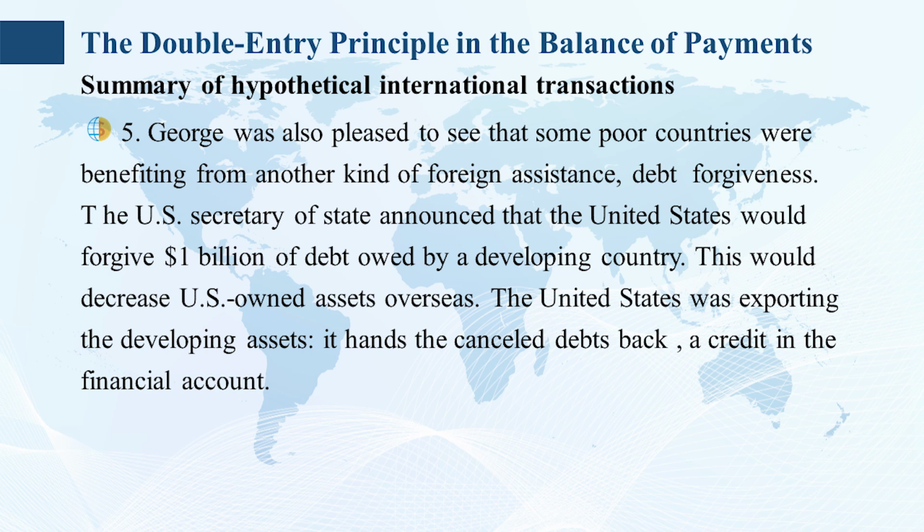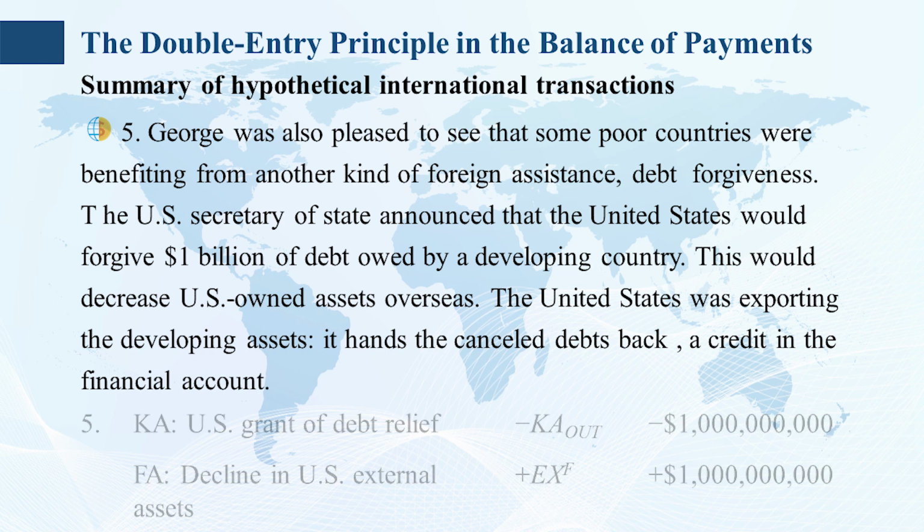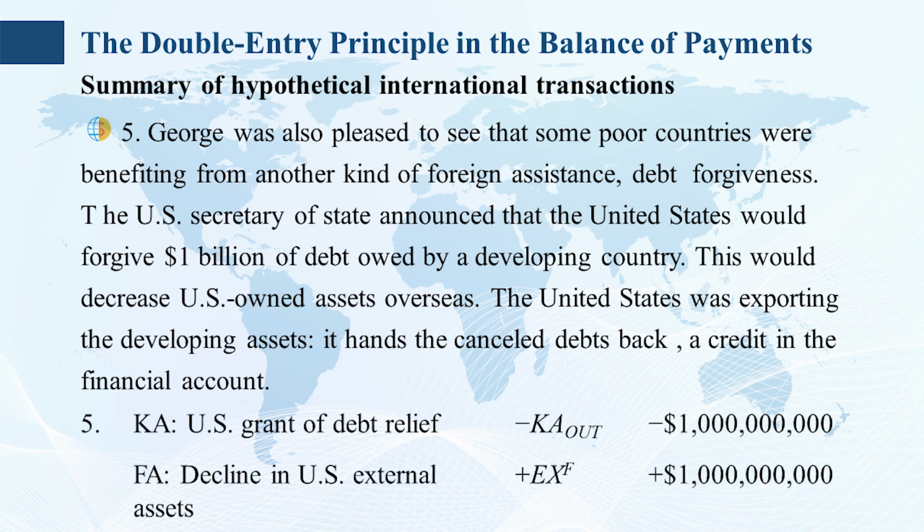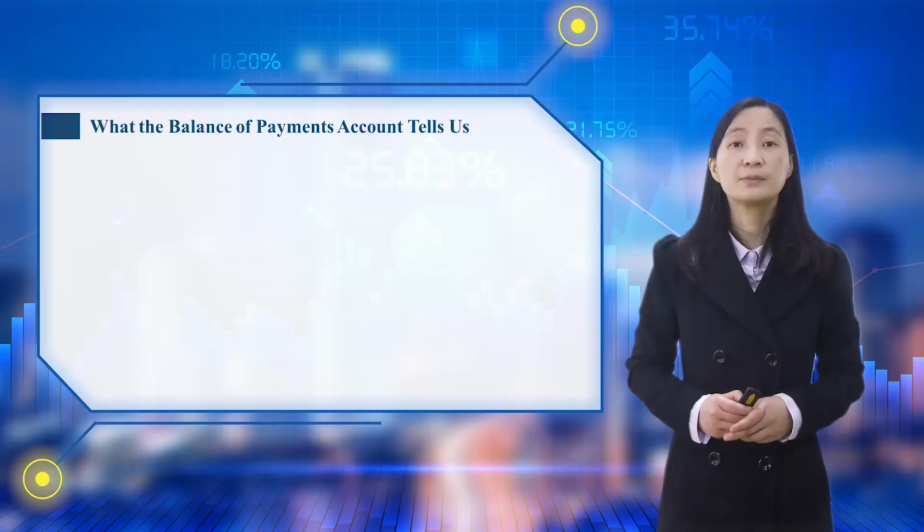The double entries would be seen in the capital and the financial accounts. KA, U.S. grant of debt relief, KA out, negative $1 billion. FA, decline in U.S. external assets, EXAF, positive $1 billion.